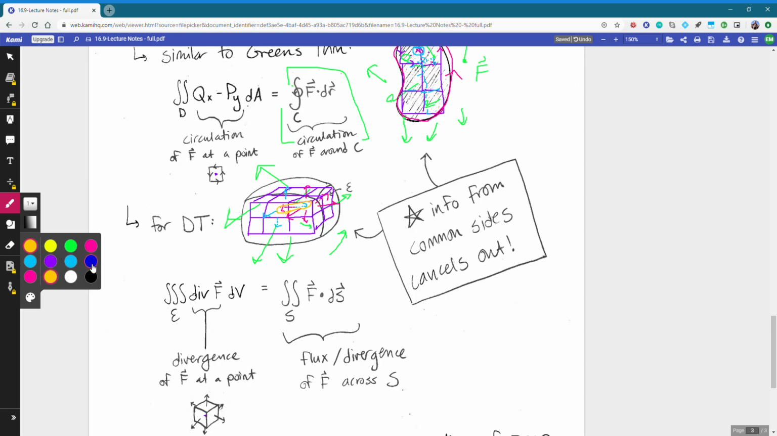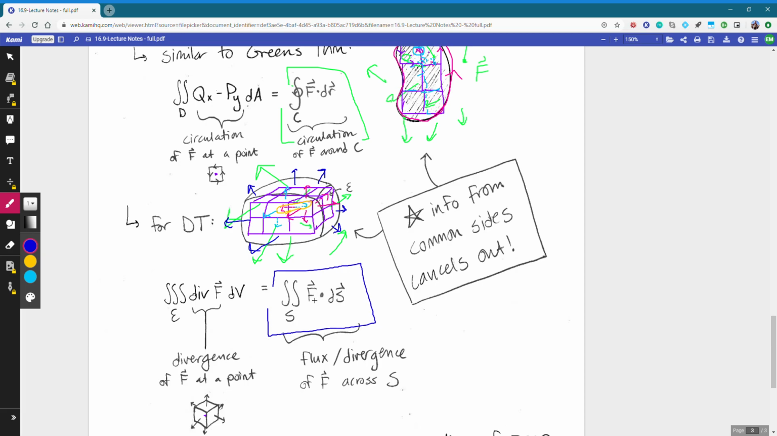And we're just left with, at the end of the day, the normal component information along our outside shell. And that's exactly what the surface integral for our vector field computes. Right? It goes along that surface and computes the normal components of our vector field. And so what's exactly happening with the divergence theorem is just another kind of manifestation of this situation where the info that we're adding up from these common sides is canceling out, and we're just left with adding up some information around the boundary.